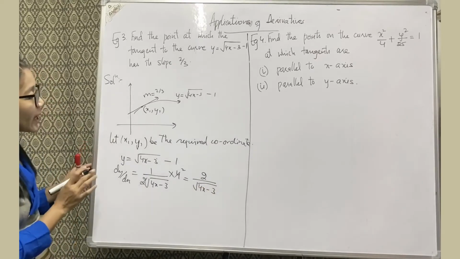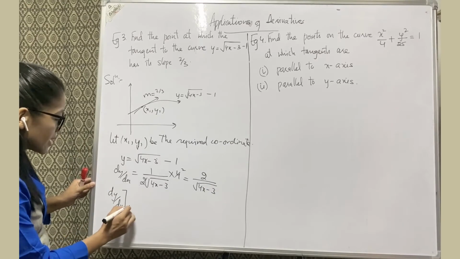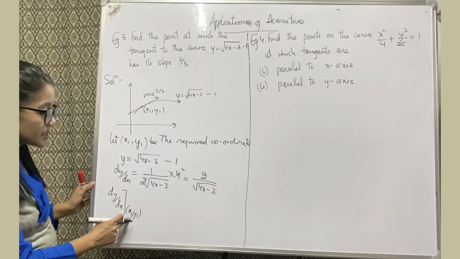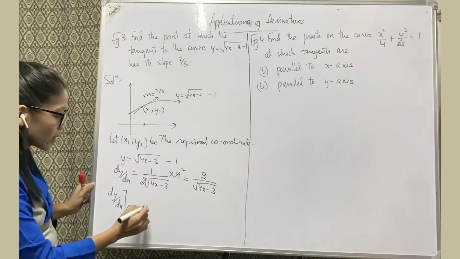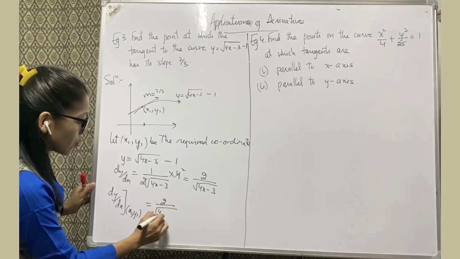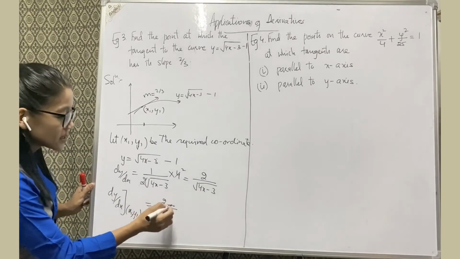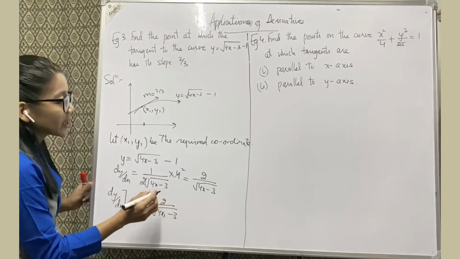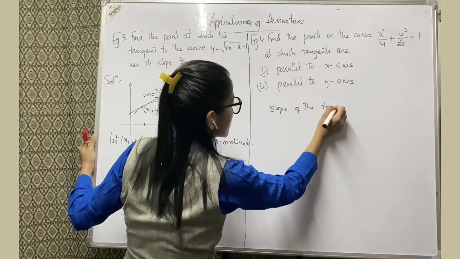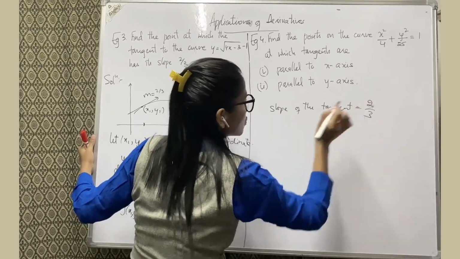Alright. Now what we have to do is, at the point (x1, y1), this dy/dx is the slope of the tangent at that point. So this is equal to 2 upon √(4x1 − 3). Now instead of x you have to put x1. There is no term y in this, so that's the same. We are given that the slope of the tangent is equal to 2 by 3.